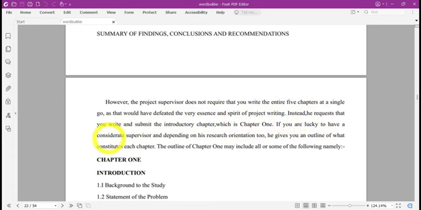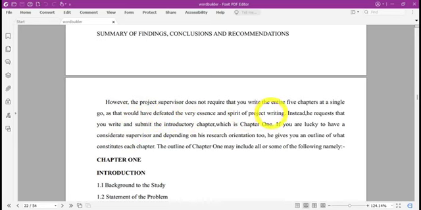If you are lucky to have a considerate supervisor, and depending on his research orientation too, he gives you an outline of what constitutes each chapter. The outline of chapter 1 may include all or some of the following, depending on the supervisor you have. It's not that other supervisors are not considerate. Probably they just want you to do the work and get soaked in it.